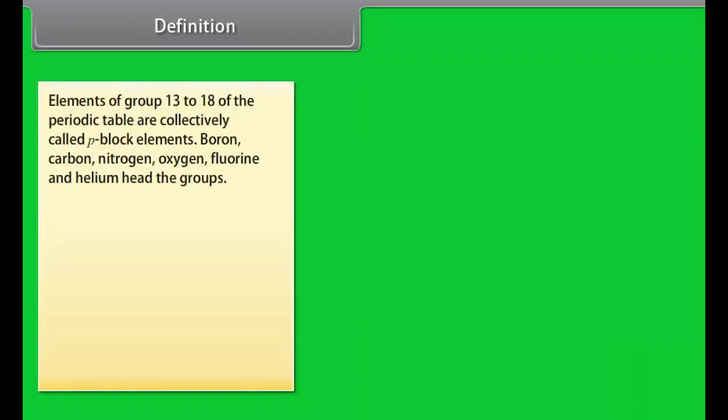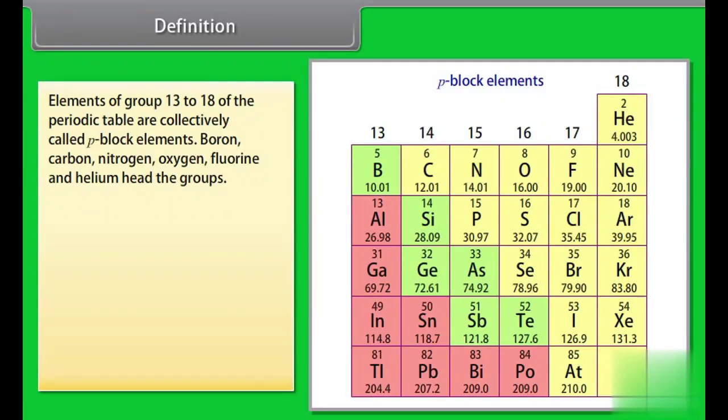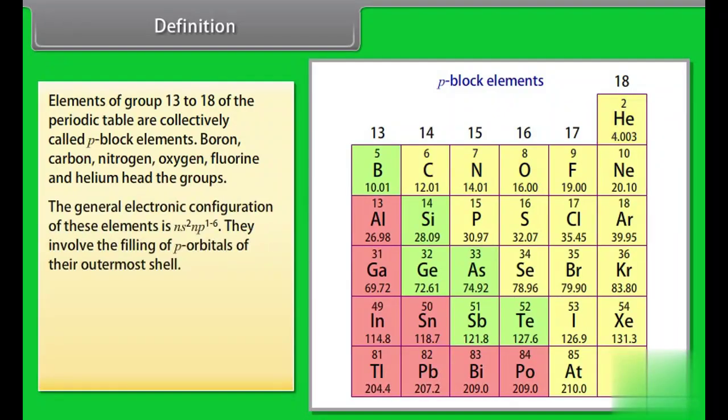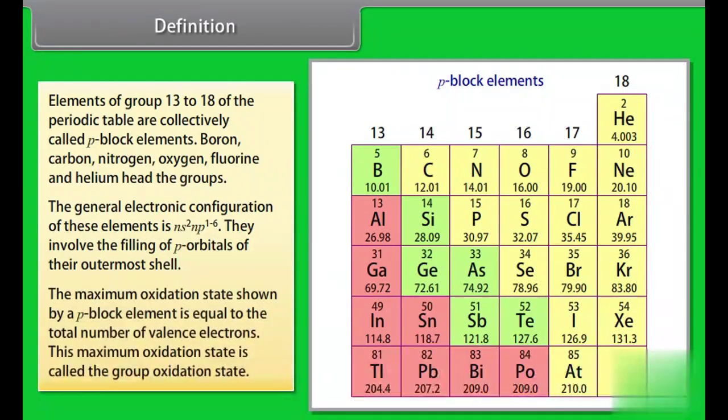Definition. Elements of group 13 to 18 of the periodic table are collectively called p block elements. Boron, carbon, nitrogen, oxygen, fluorine and helium head the groups. The general electronic configuration of these elements is ns2np1-6. They involve the filling of p orbitals of their outermost shell. The maximum oxidation state shown by a p block element is equal to the total number of valence electrons. This maximum oxidation state is called the group oxidation state.